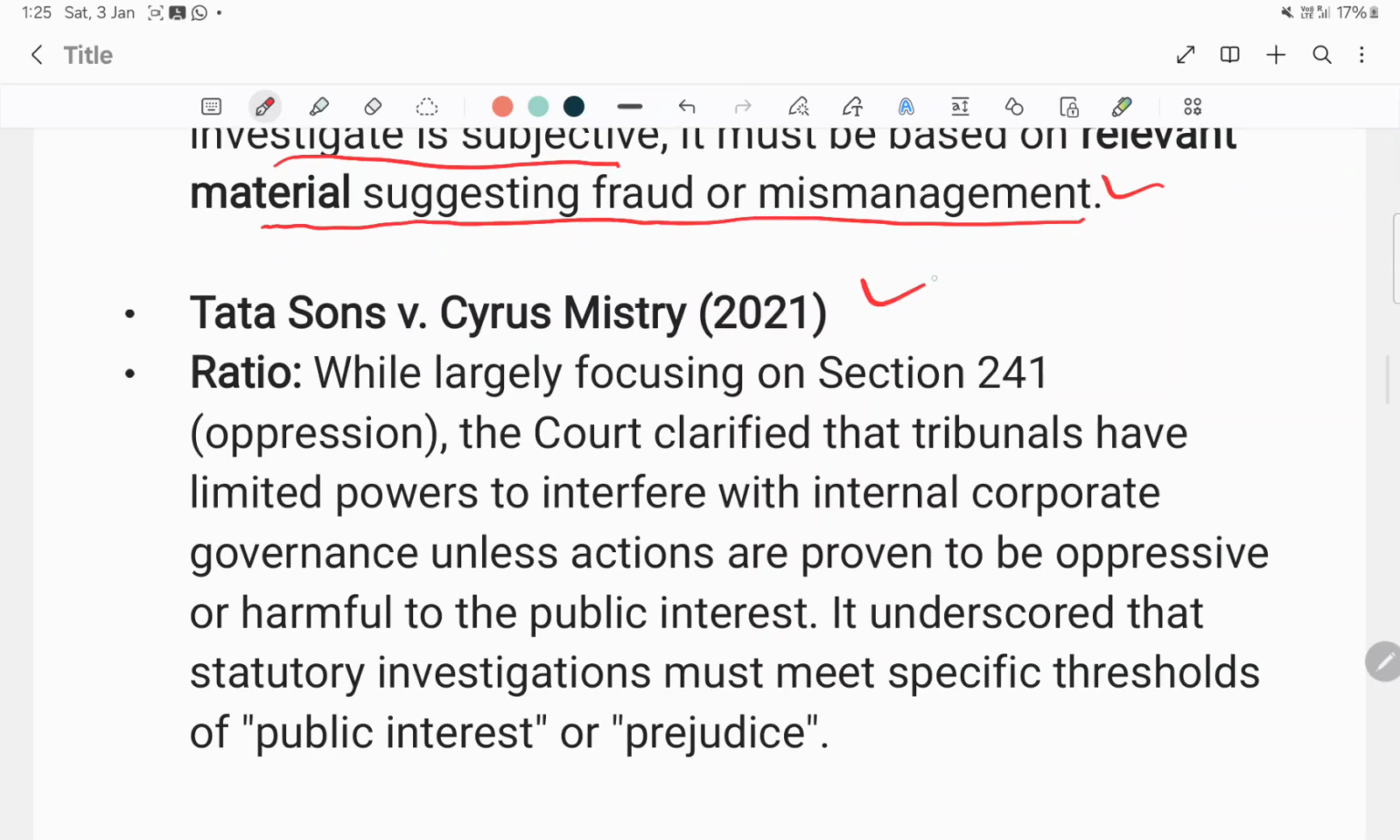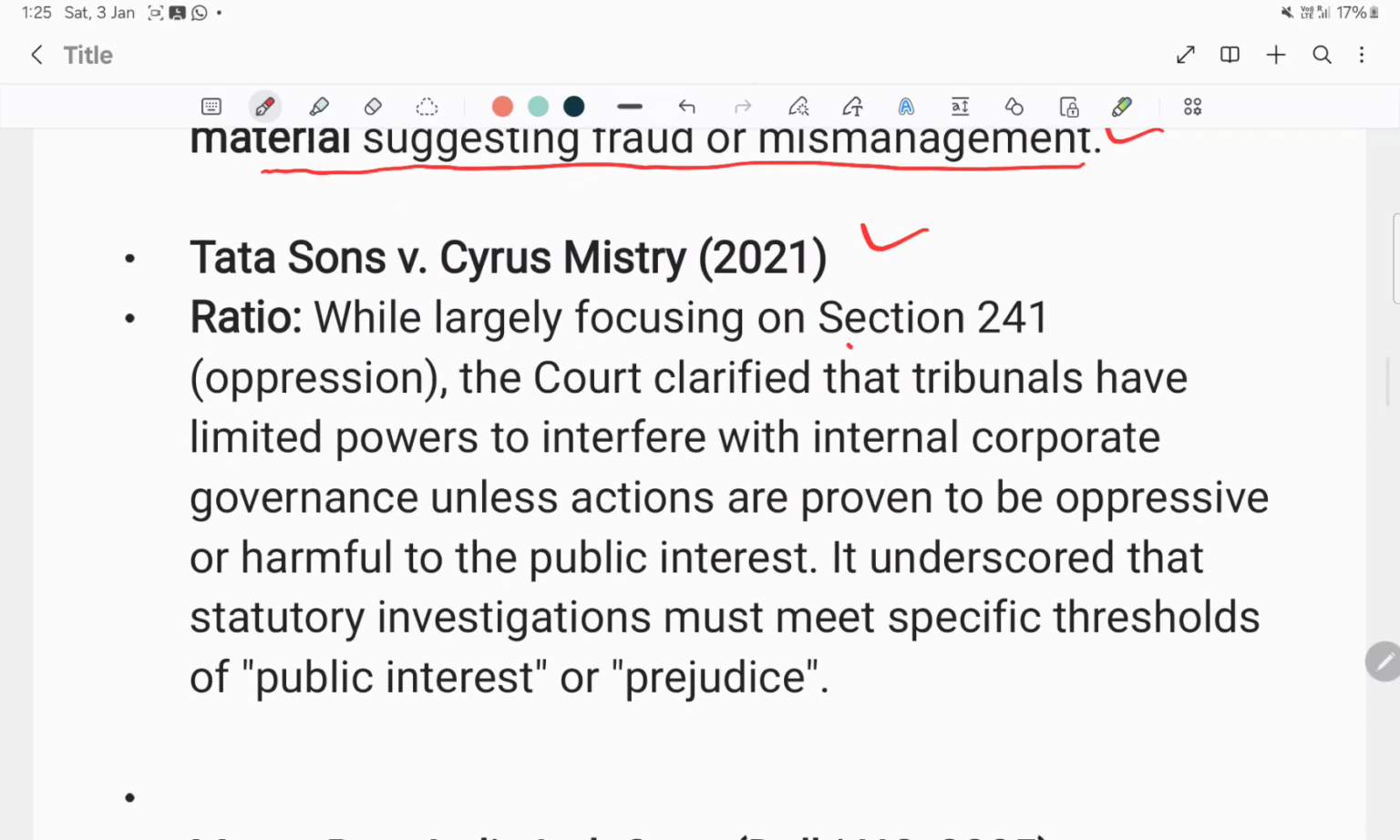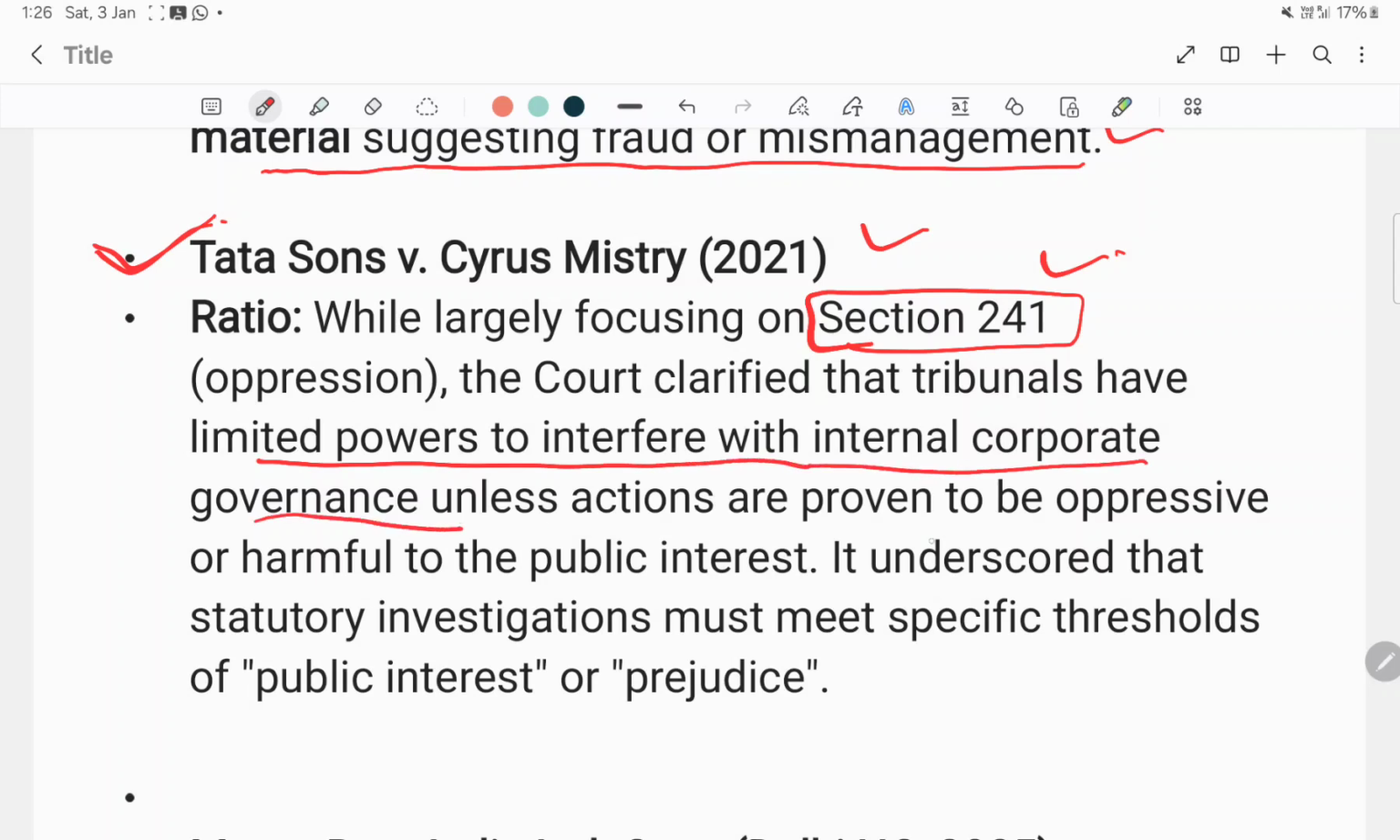Thereafter, Tata Sons versus Cyrus Mistry, focusing largely on Section 241. We have already done this case. The court clarified that tribunals have limited power to interfere with internal corporate governance unless actions are proven oppressive or harmful to the public interest. It underscores that a statutory investigation must meet a specific threshold of public interest and prejudice.